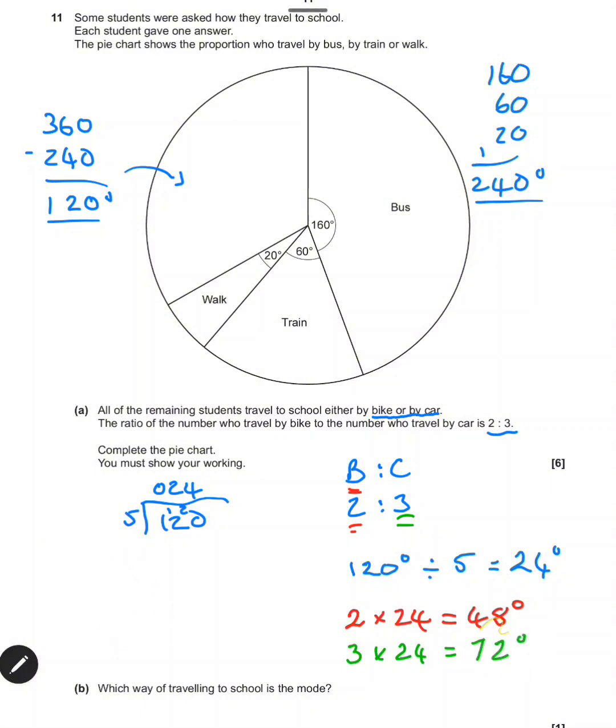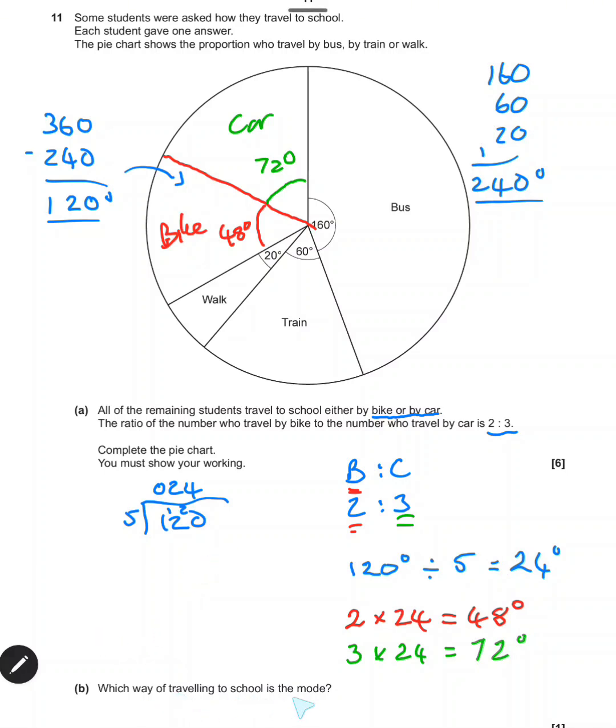You would use a protractor to do this. Mine's going to be rough. I'm going to roughly guess what 48 degrees is. It'll kind of be about there. Please use a protractor for that. And then that should leave 72 degrees there. And you should really label this. So the 72 degrees is car and the 48 degrees is bike.